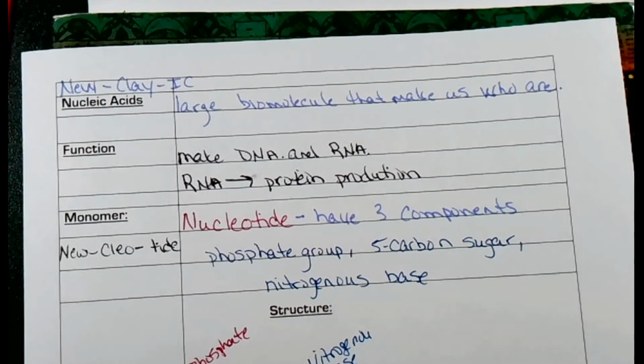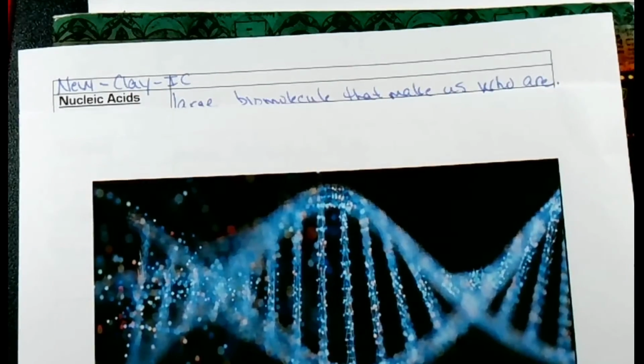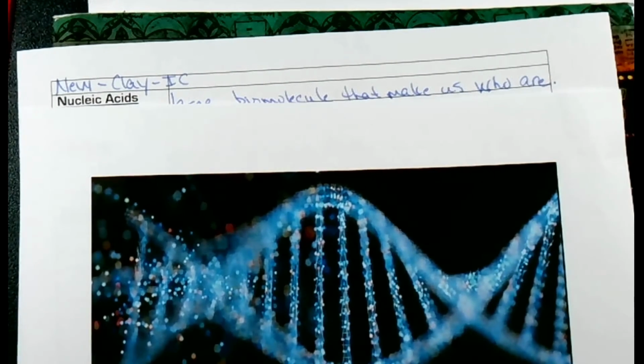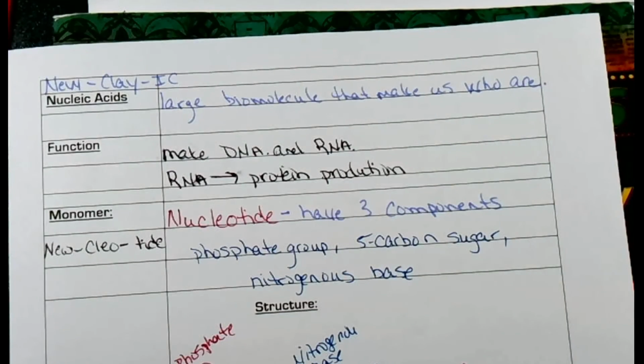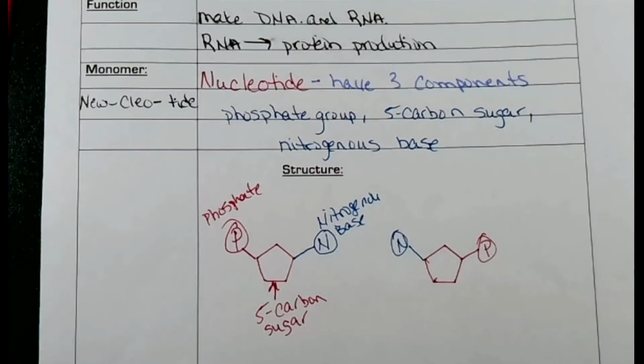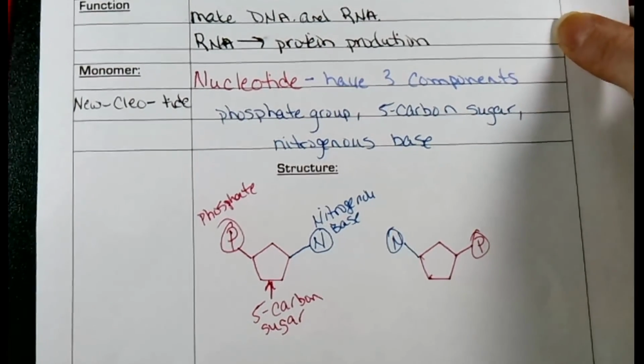Then we went on to our nucleic acids. Nucleic acids are the larger biomolecules that make us who we are. Our wonderful and lovely DNA. These are huge. If you were to take your entire DNA and stretch it out, it would go around the earth multiple times. So it makes our DNA, our RNA, which then is used to form our proteins that are in our body. The monomer for a nucleic acid is called a nucleotide, and it contains 3 different parts. You have the phosphate group, you have the 5-carbon sugar, and the nitrogen base.